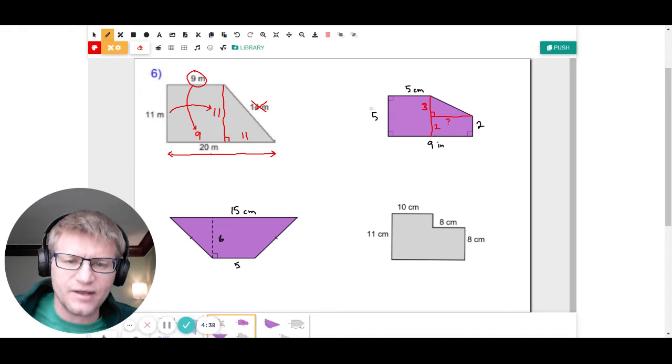Because of this number right here, this 5, it means all of that must equal 5. And that's 3 plus 2. And that 2 is there because of transference over here. Okay, so that's how this works.